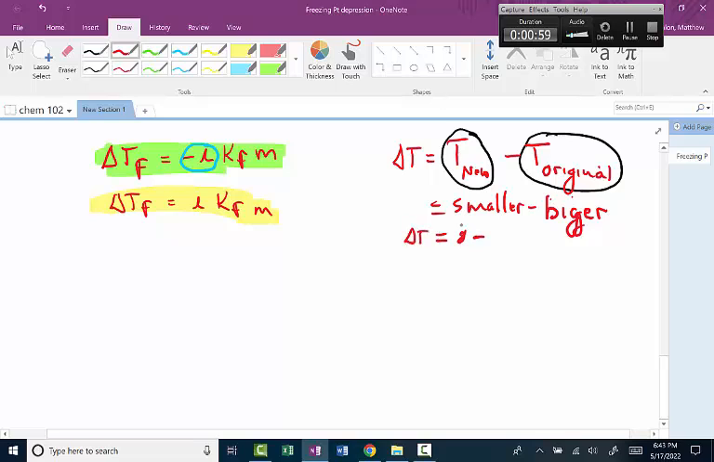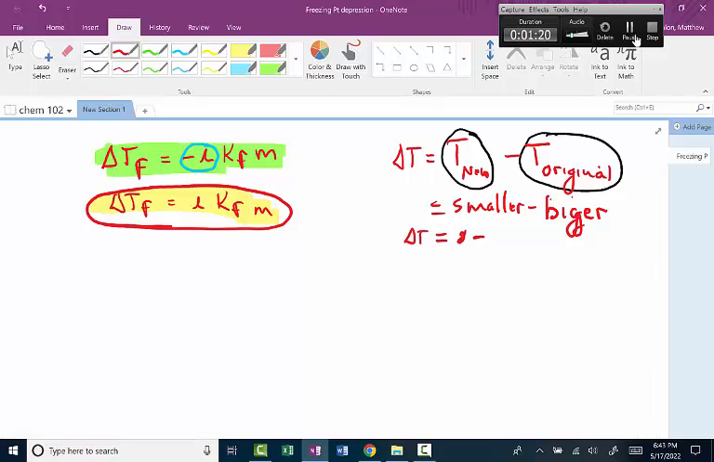So the easy way to do it, and how your book does it, is it ignores the signs on these and just says the T has to go down. It has to be more negative than the original freezing point. That's why it's called freezing point depression. It gets smaller. So I'm going to set up a problem for us to do.